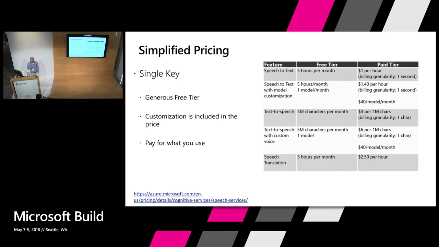You can use the same key to create and deploy as many models as you like. And in the price, we also include adaptation. Practically, what that means is that you can adapt models. You can create models as often as you like, and you can evaluate those models before you put them into production and start getting charged for it. The units of measurement, as you can see, are very granular. We charge for speech recognition by the second and for text-to-speech by the character, and we have a $2.50 per hour charge for translation.